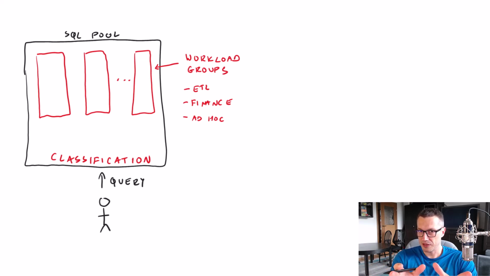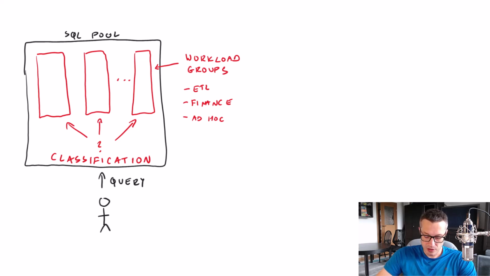So the classification is simply a way to assign our query to one of those workload groups. Alright, but how is this classification designed? How is it happening under the hood? Basically, you would create something called a classifier, inside which you would define a set of rules based on which this classification would happen.